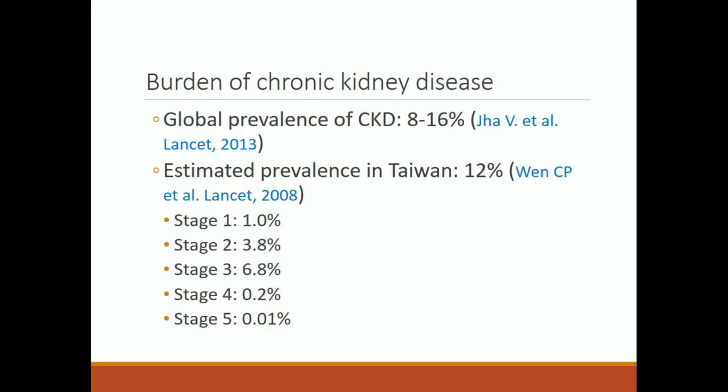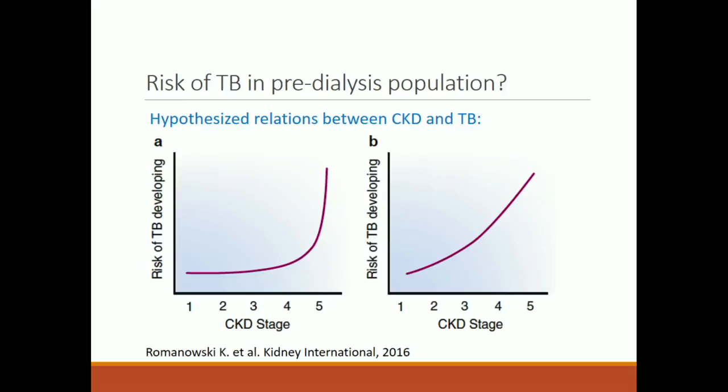As you can see, the majority of the burden of CKD is actually focused on the earlier stages of CKD rather than stage 5 or end stage renal disease. So what do we know about the risk of TB in the pre-dialysis population? The recent systematic review suggested that there was no previous study about the risk of TB among the pre-dialysis population.